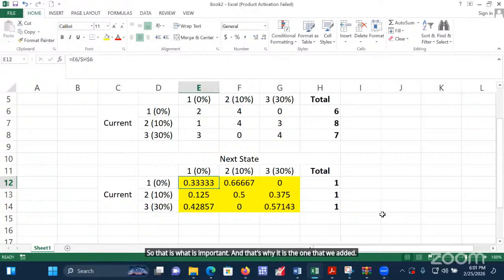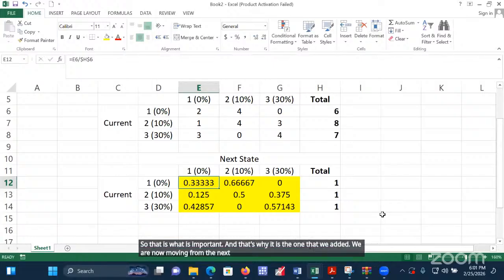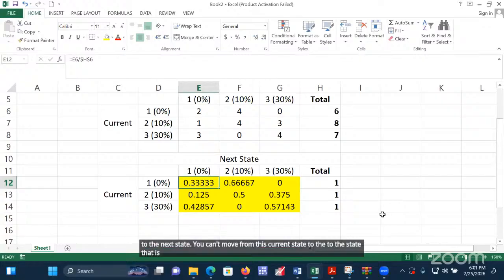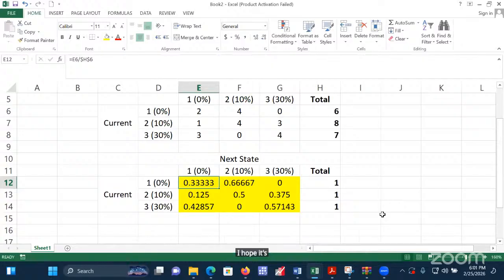We are not moving from the next stage, which is tomorrow, moving back to today. It is impossible. You can only move from this current state to the next state. You can't move from this current state to the state that is previous, because you had left that previous state. So that's why it is the current state that matters. It is the current state that we add. I hope it's understood. Yes, sir. Thank you, sir.